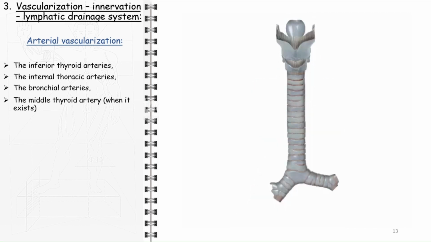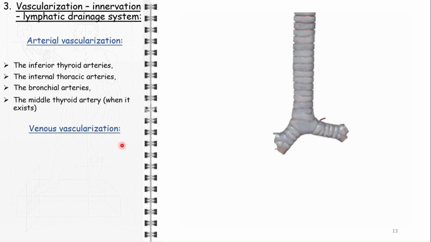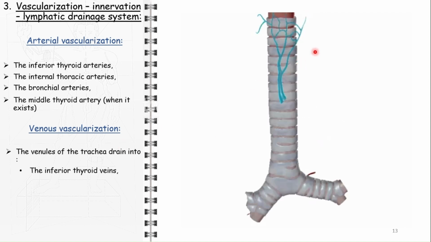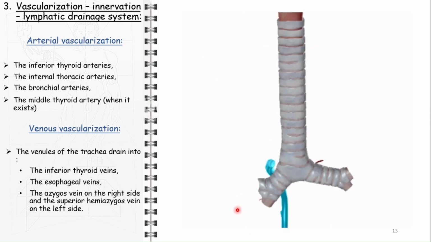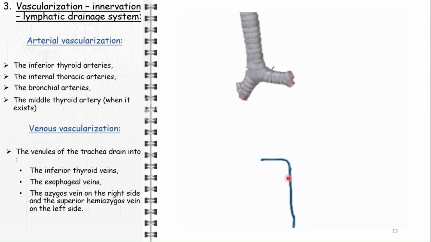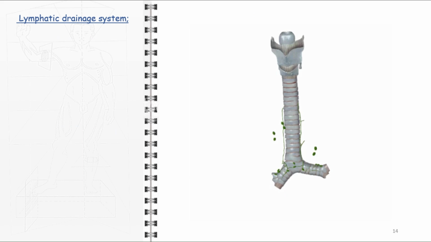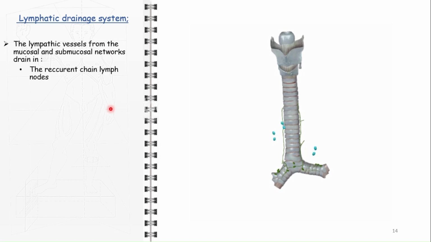And the middle thyroid artery, when it exists. For the venous vascularization, the venules of the trachea drain into the inferior thyroid veins and the esophageal veins, and at the level of the bifurcation, into the azygous vein on the right side, and the superior hemiazygous vein on the left side. Concerning the lymphatic drainage, the lymphatic vessels from the mucosal and submucosal networks drain into the recurrent chain lymph nodes and the peritracheobronchial lymph nodes.